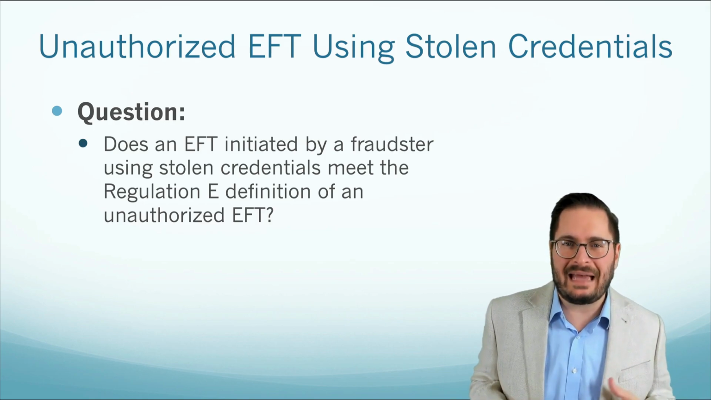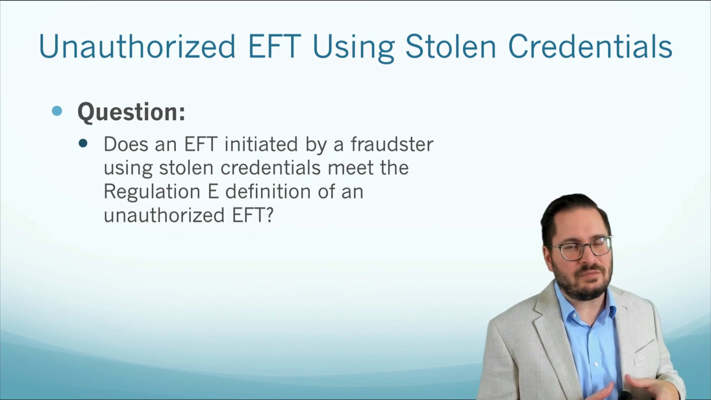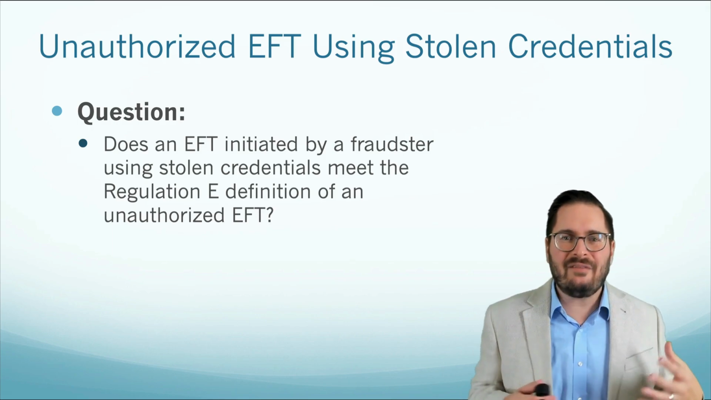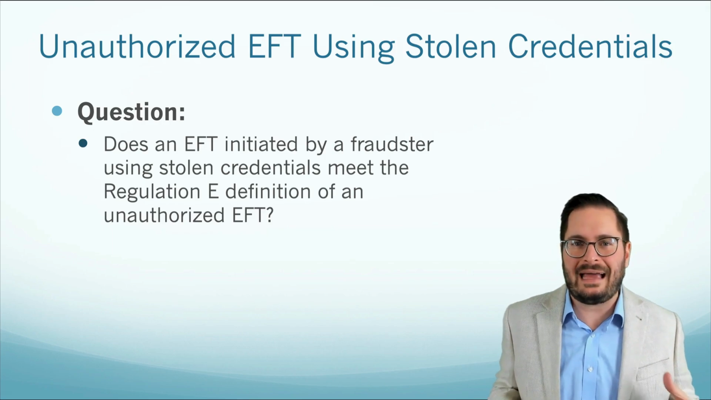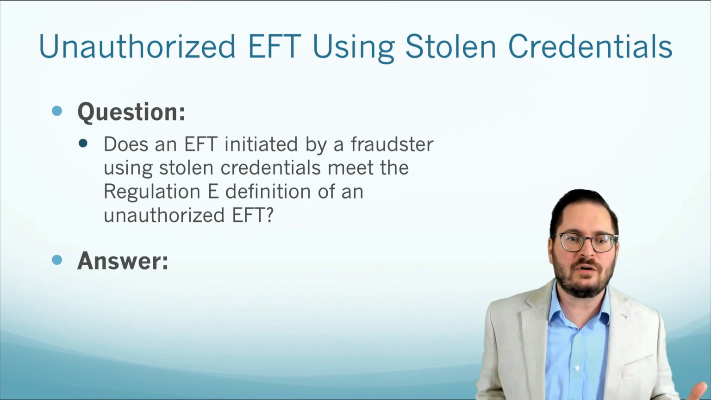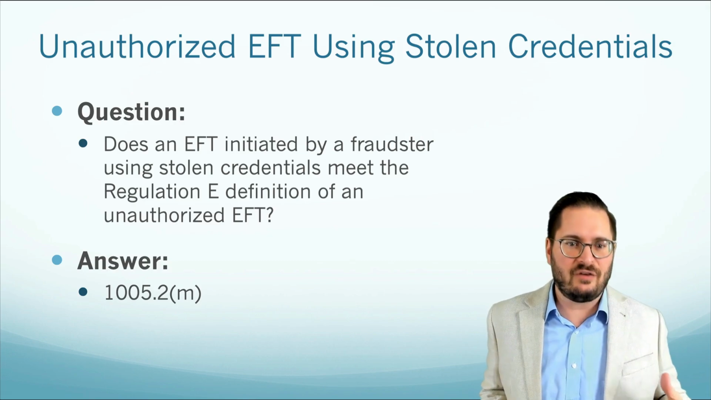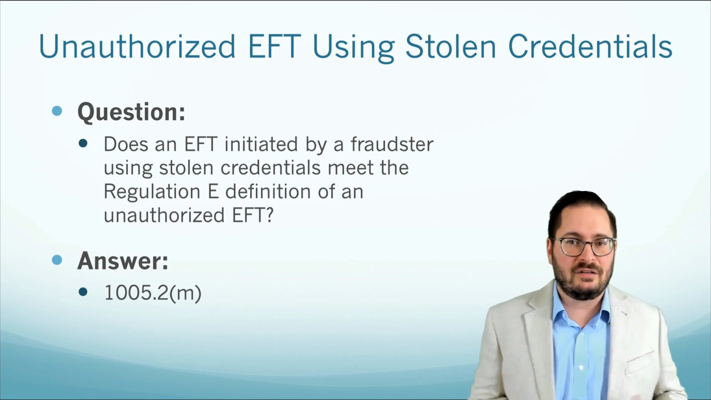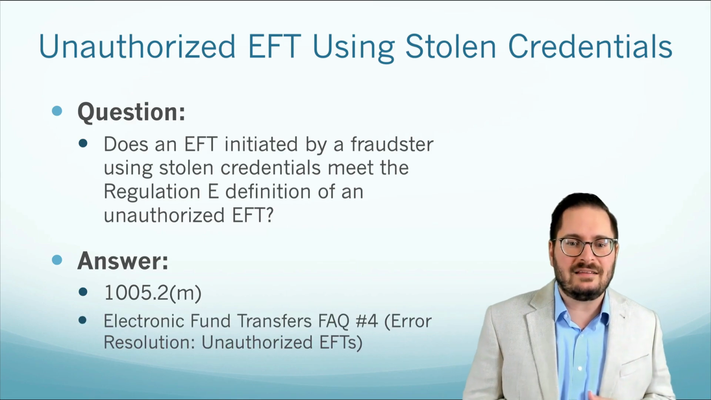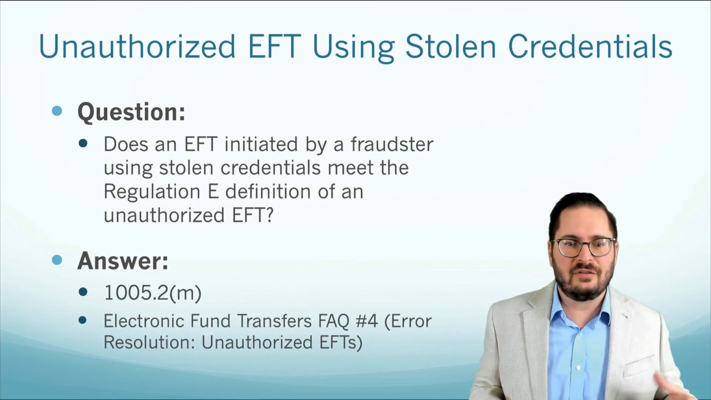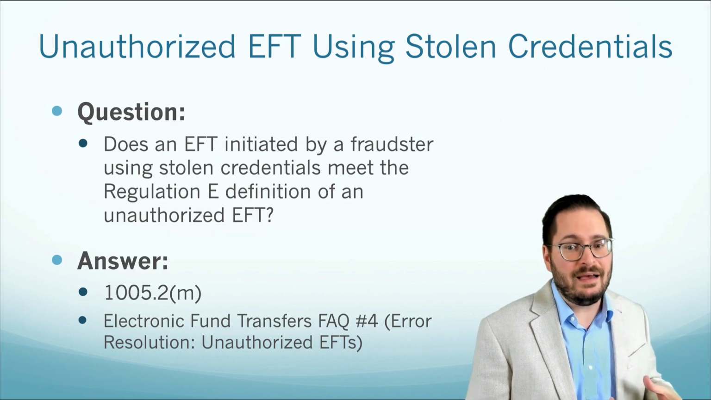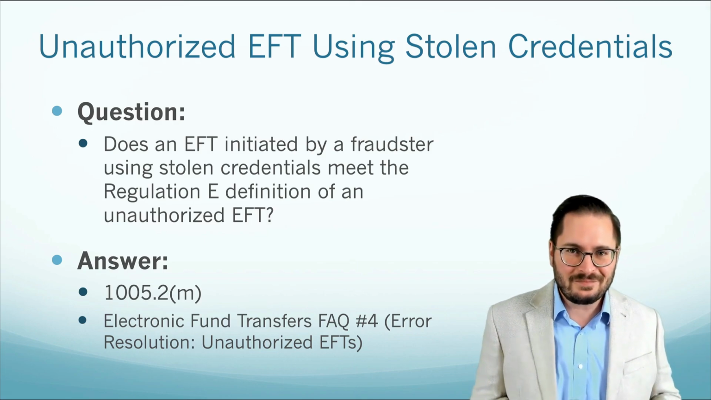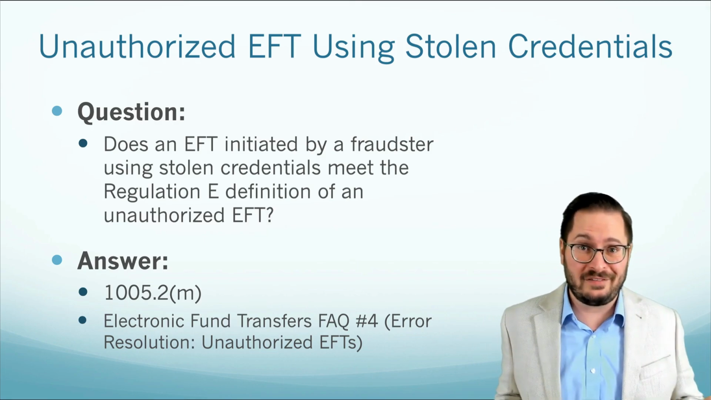Part of the reason this is being asked is that in the past, there was a lot of assumption that this was not covered under the dispute process. But we have received some guidance, and so we can take a look at this from two different angles. The first place we're going to look, of course, is Regulation E, which is 1005.2(m). That's the section that applies to this under the definition section. And then we will look at the frequently asked questions under the EFT section from the CFPB, under the error resolution section, under the unauthorized EFTs section.